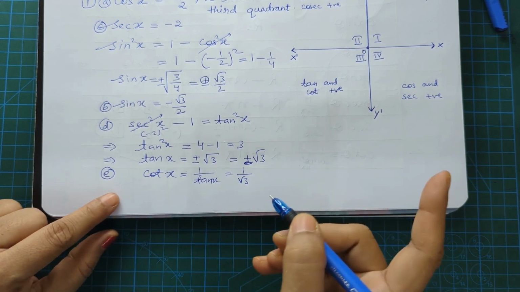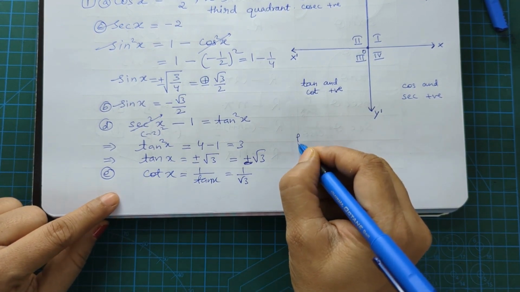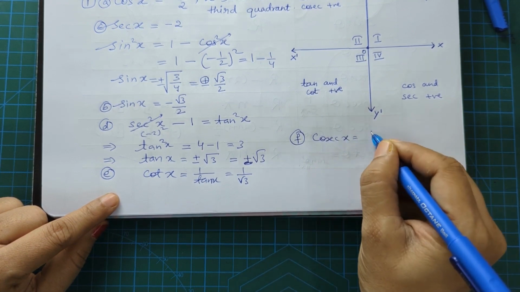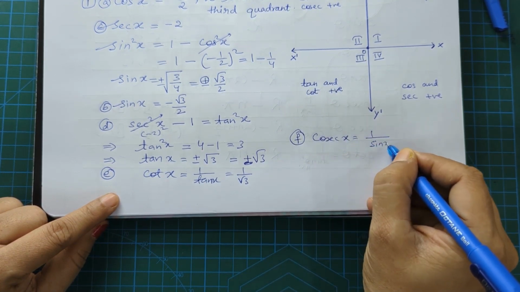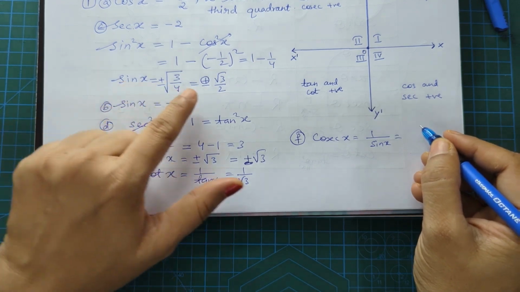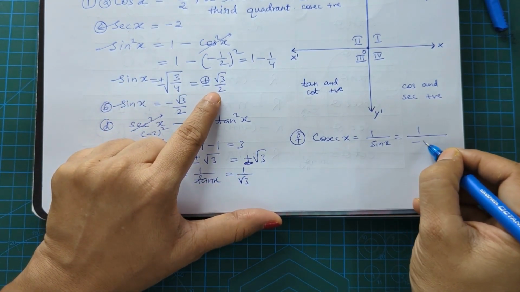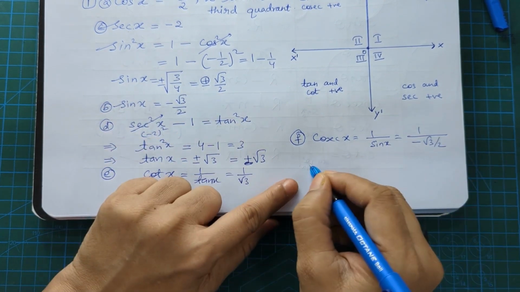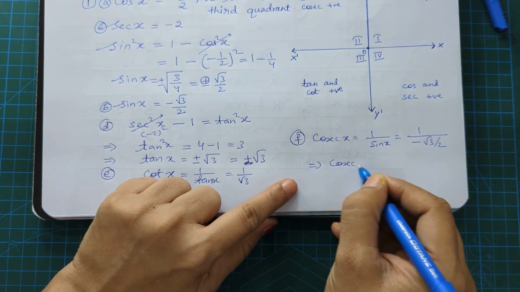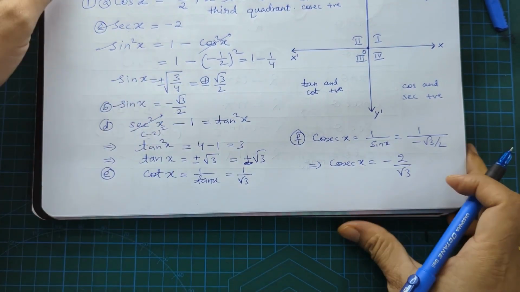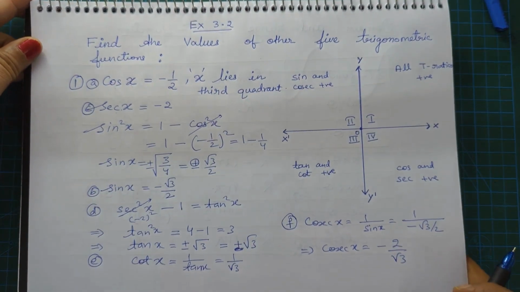So we are left with only one trigonometric ratio, that is cosec. Cosecant of x is actually 1 by sine of x. Sine of x is negative of root 3 by 2. So we'll write here 1 by negative root 3 by 2. So cosecant of x is negative of 2 upon root 3. So the final answer.